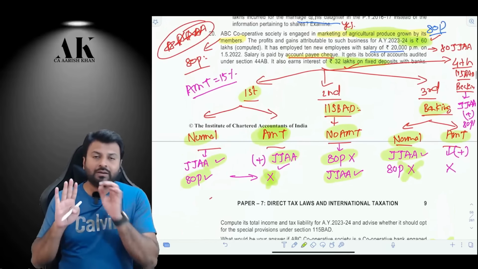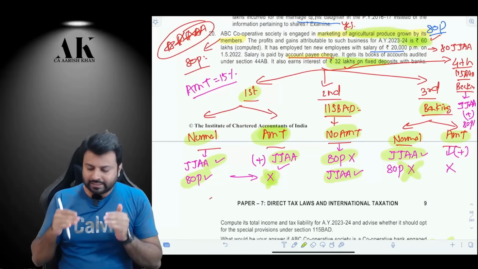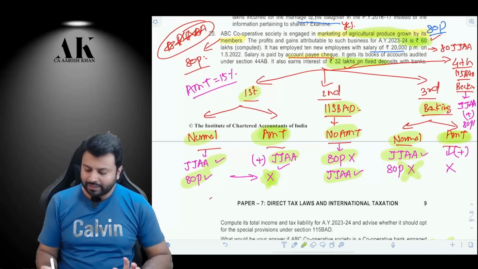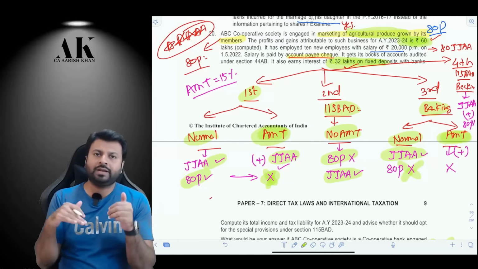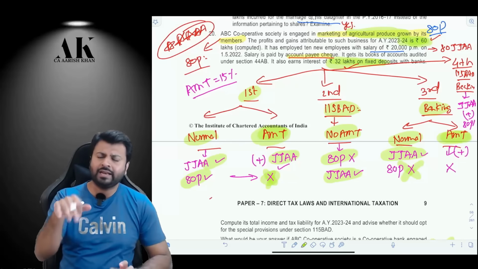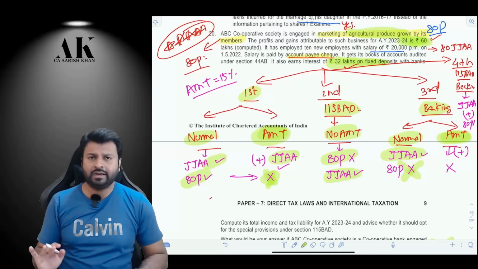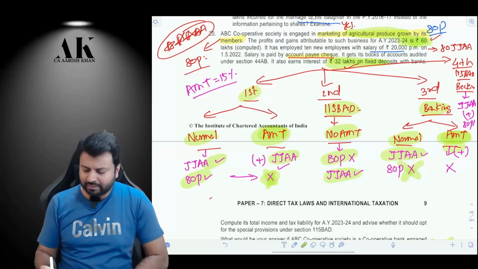So do the normal computation. Take 60 lakhs, take 32 lakhs and take 80JJAA. Do not take 80P. While computing AMT also, you will add back 80JJAA. 80P is not there anyway. Even then, in AMT, we do not add back 80P. 80P is not added back in AMT. Then compute your tax.